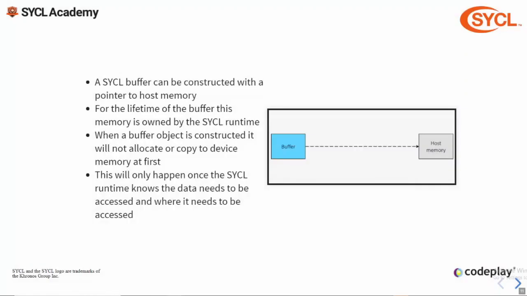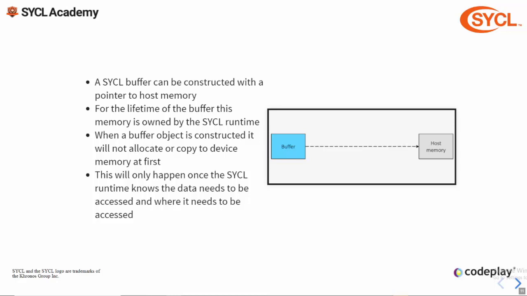There are many ways to construct a buffer that give you a range of options for managing data. Here we're going to focus on the most common of those. A buffer can be constructed with a pointer to host memory, i.e. memory allocated on the host application. For the lifetime of the buffer, this memory is managed by the buffer. So this means that modifying the original data on the host is undefined behavior, as the runtime needs to be able to freely move it between the host application and any devices that are accessing it.